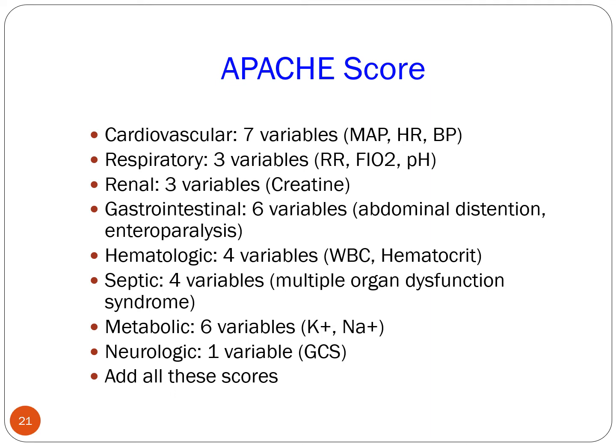They'll look at renal values like creatinine. They'll look at gastrointestinal variables, including abdominal distension. They'll look at hematologic values such as WBCs or hematocrit. They'll look to see if you're septic, or if you have any kind of multi-organ dysfunction syndrome. They'll look at metabolic variables, potassium, sodium, and so on. Again, they'll look at the Glasgow Coma Scale. This is really important, the Glasgow Coma Scale with neurological patients.